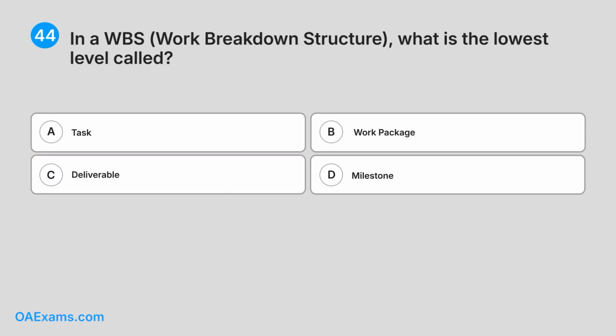44. In a WBS, work breakdown structure, what is the lowest level called? A. Task. B. Work package. C. Deliverable. D. Milestone. Can you guess the answer?